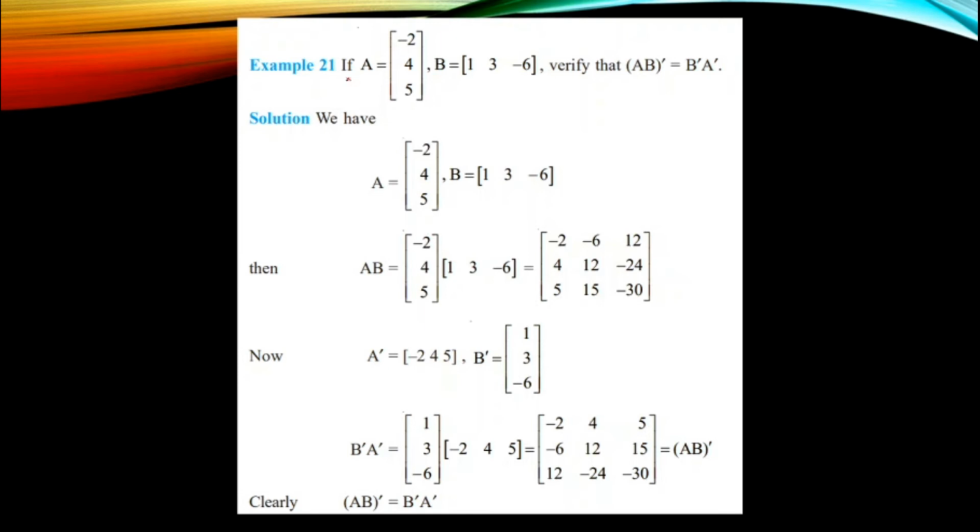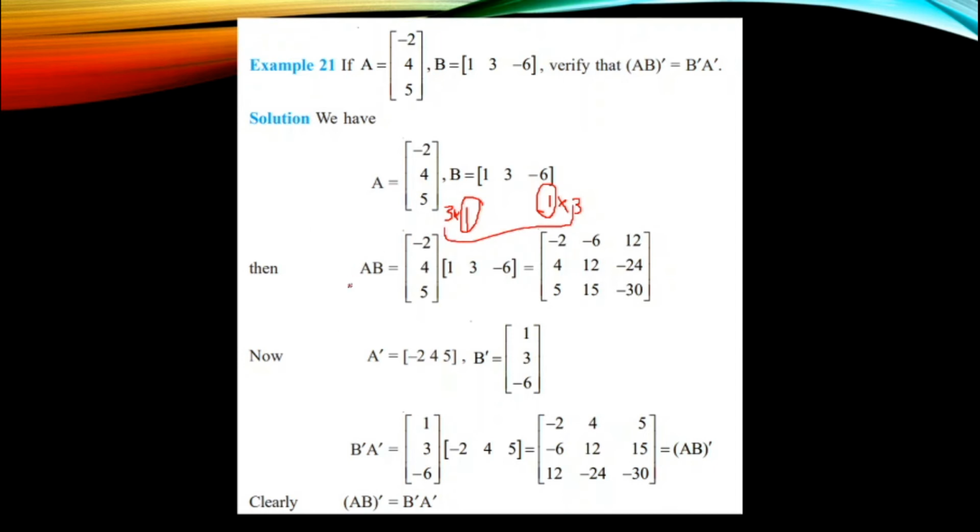One more example. If A equal to minus 2, 4, 5 and B equal to 1, 3, minus 6, verify that AB whole dash equals B dash A dash. We are verifying the property of the transpose of a matrix. Here the order of A is 3 rows and 1 column, and B is 1 row and 3 columns. So AB is defined, and we'll have a resultant matrix of 3 by 3.